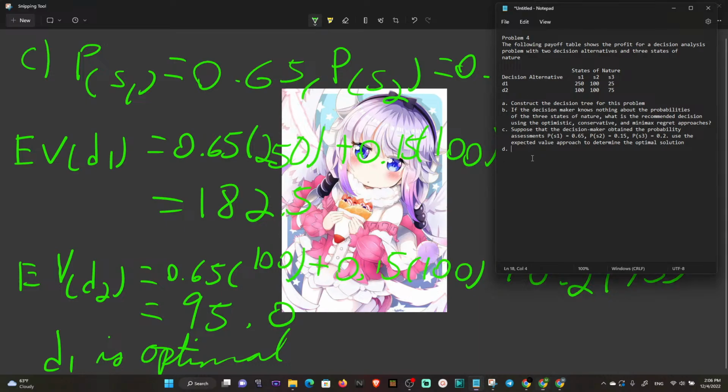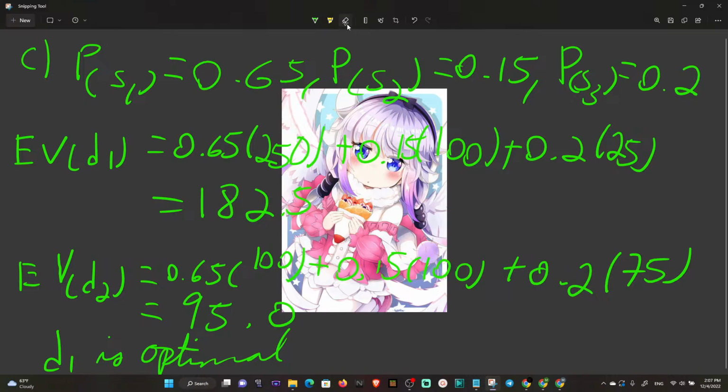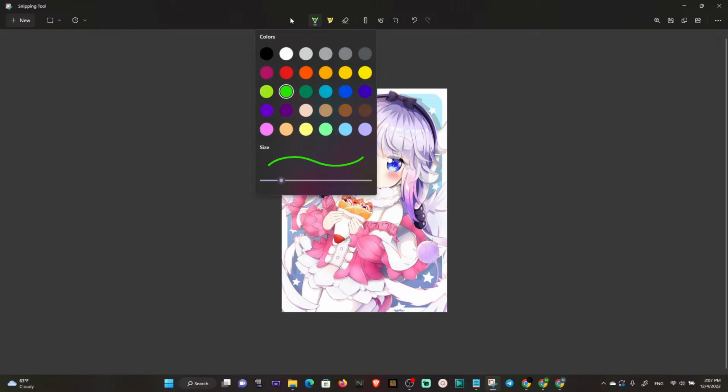Okay. So now we gotta do part D. What is the expected value of perfect information? Good? Well, we must get the expected value of perfect information. So first, we need to get the formulas. Make sure you have all of these numbers saved somewhere, because knowing where the numbers go is really helpful.